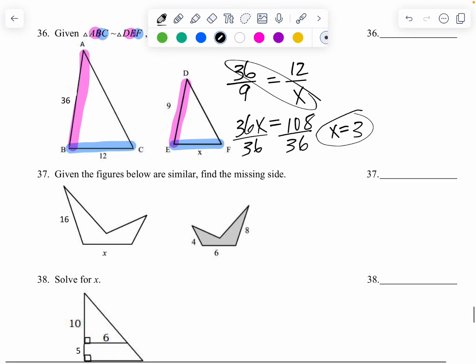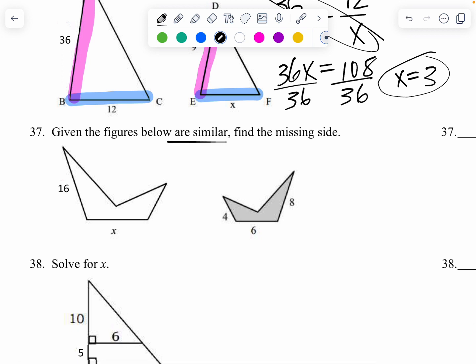Now I'm going to do number 37. Given they are similar, that means that the sides that are, okay, here, this is going to be interesting. Be careful with the 16 here. That matches up with the 8. See how it's the longer side? And it's like a mirror image almost and shrunk a little bit. And then the bottom of this weird looking shape is this one.